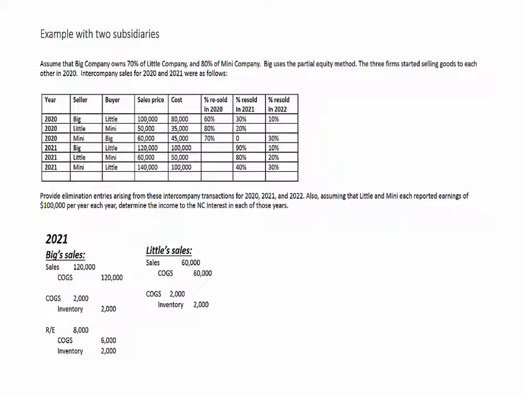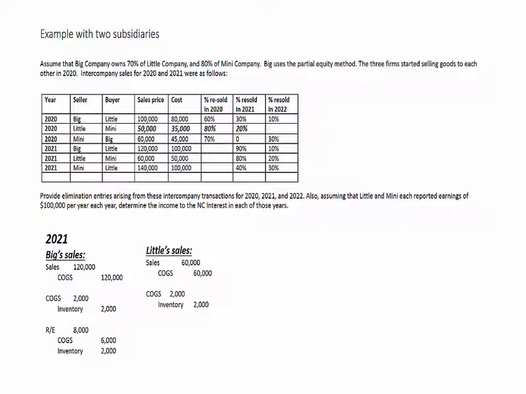Little Company in 2021 has a $10,000 gross profit, 20% of which, or $2,000, is unrealized. And now we need to carry forward the unrealized profit from the previous year. Again, looking at line 2 of that table, we can look back to the entries that you've done in the previous year. In 2020, there was a $15,000 gross profit, 20% of which, or $3,000, was unrealized.